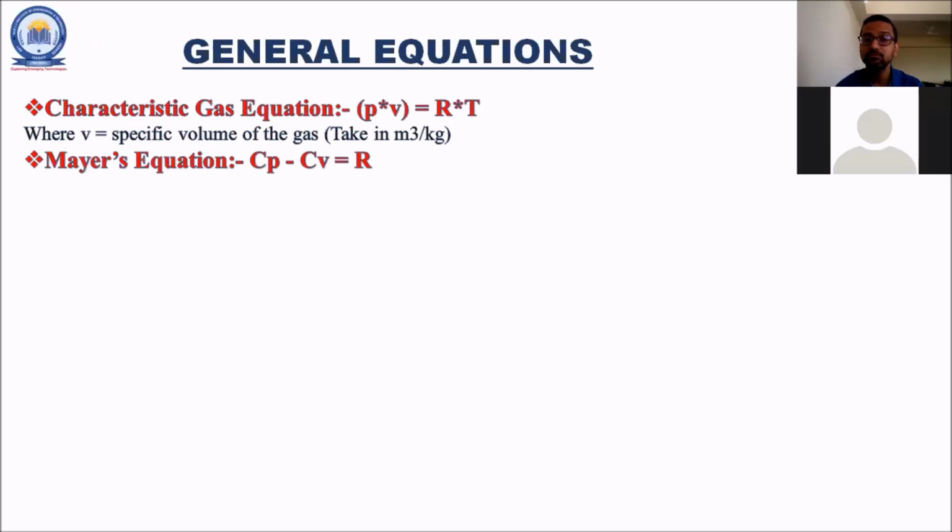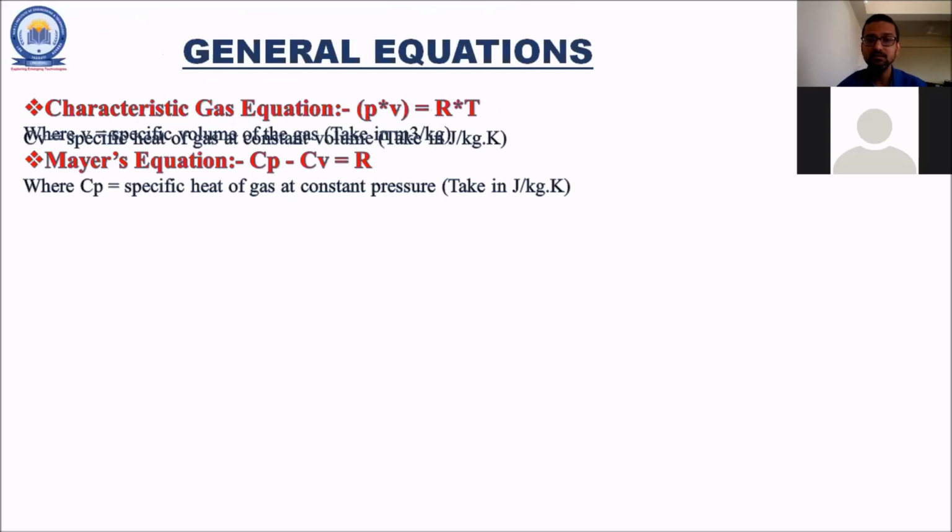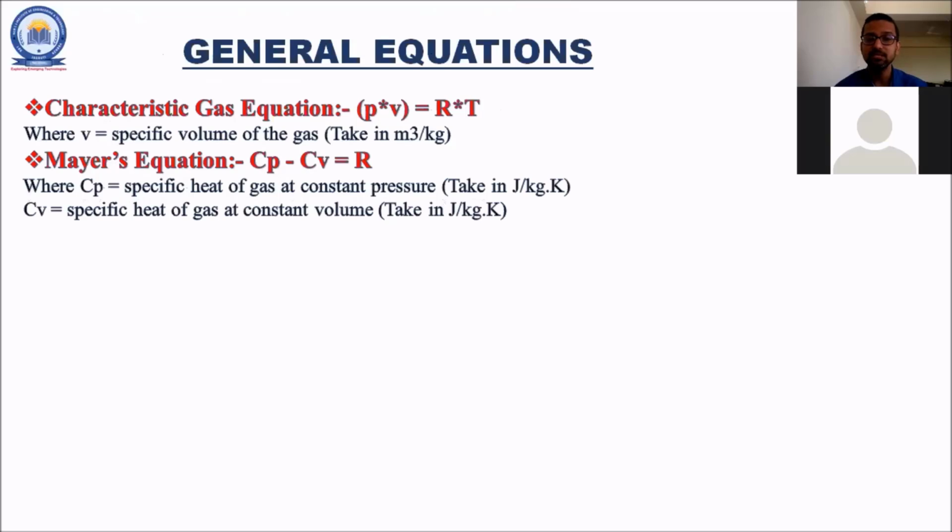Then we have understood the most important question of this chapter, that is the relationship between Cp and Cv, and the relationship is known as the Mayer's equation. So Cp minus Cv is equal to capital R, where Cp stands for the specific heat of the gas at constant pressure conditions. We need to take this value in joule per kg Kelvin. Similarly, Cv is equal to the specific heat of the gas at constant volume conditions. Again, take this value in joule per kg Kelvin.